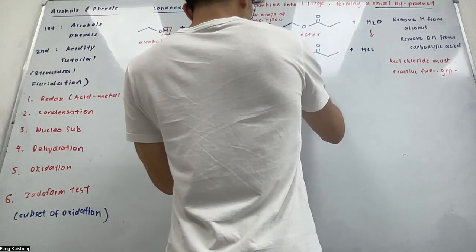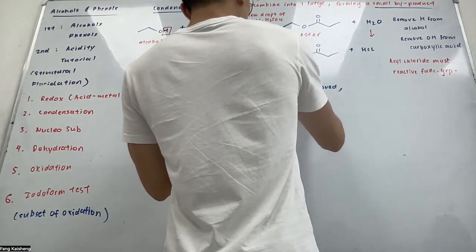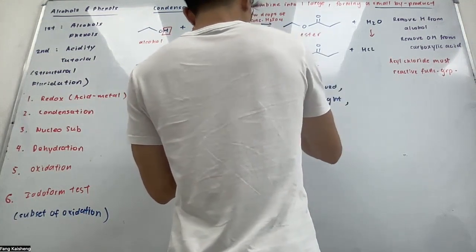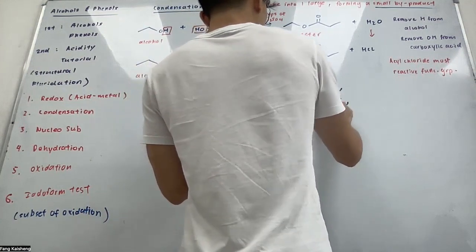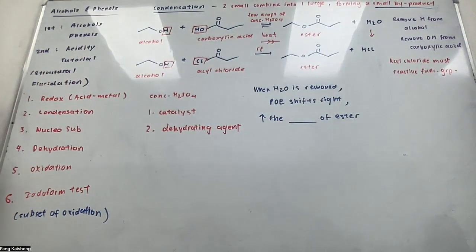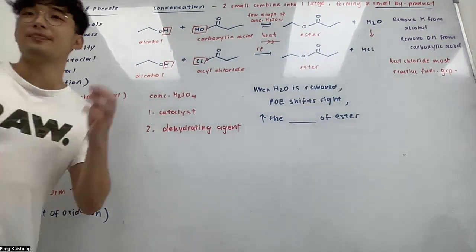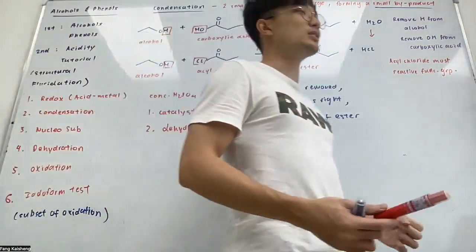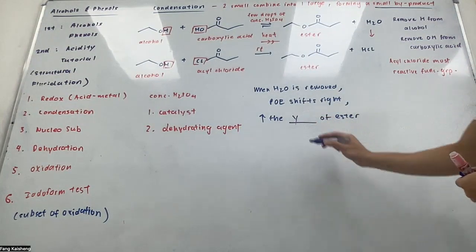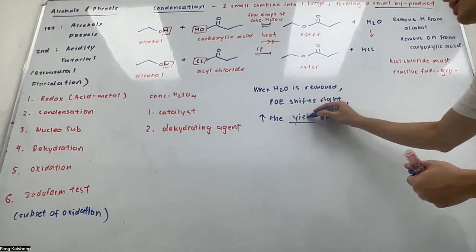That's it. Okay, so in the box over there, it's very simple. Very fast explanation. When water is removed, the POE shifts right, which increases the what of the ester. Guys, what's the word over here? When you describe the amount of your product, what's the word that we use? It's like Y. You remember? Your yield.